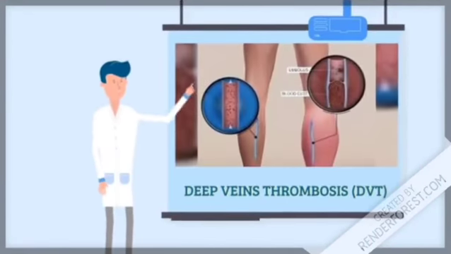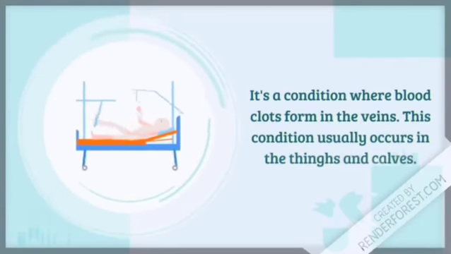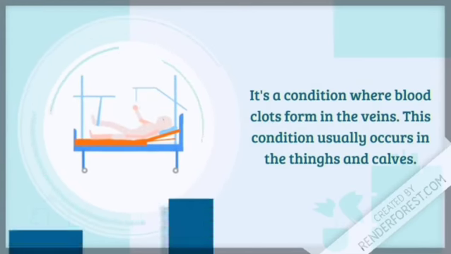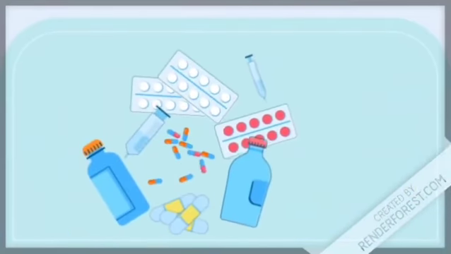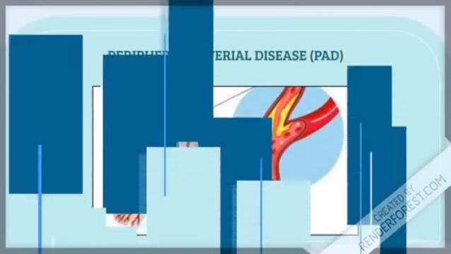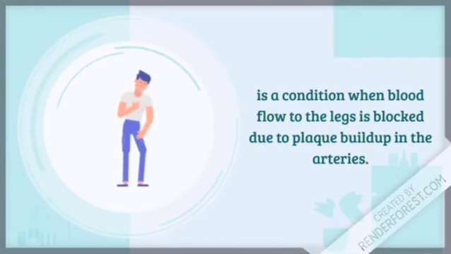Deep vein thrombosis, or DVT, is a condition where blood clots form in the vein. This condition usually occurs in the thigh and pelvis. Peripheral arterial disease, or PAD, is a condition when blood flow to the legs is reduced due to plaque buildup in the arteries.